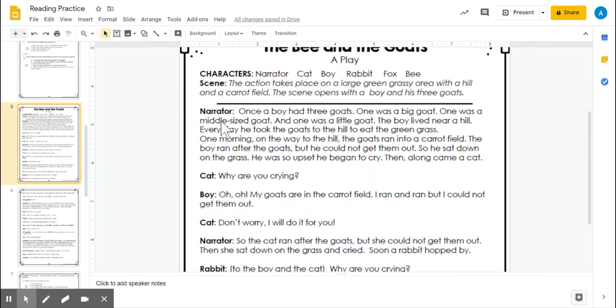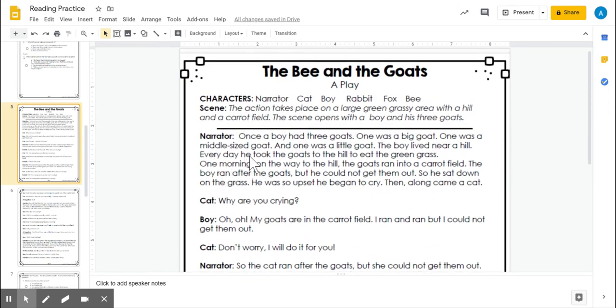So start this off. It says narrator. Once a boy had three goats. One was a big goat, one was a middle sized goat, and one was a little goat. The boy lived near a hill. Every day he took the goats to the hill to eat the green grass. One morning, on the way to the hill, the goats ran into a carrot field. The boy ran after the goats, but he could not get them out. So he sat down on the grass. He was upset and he began to cry.